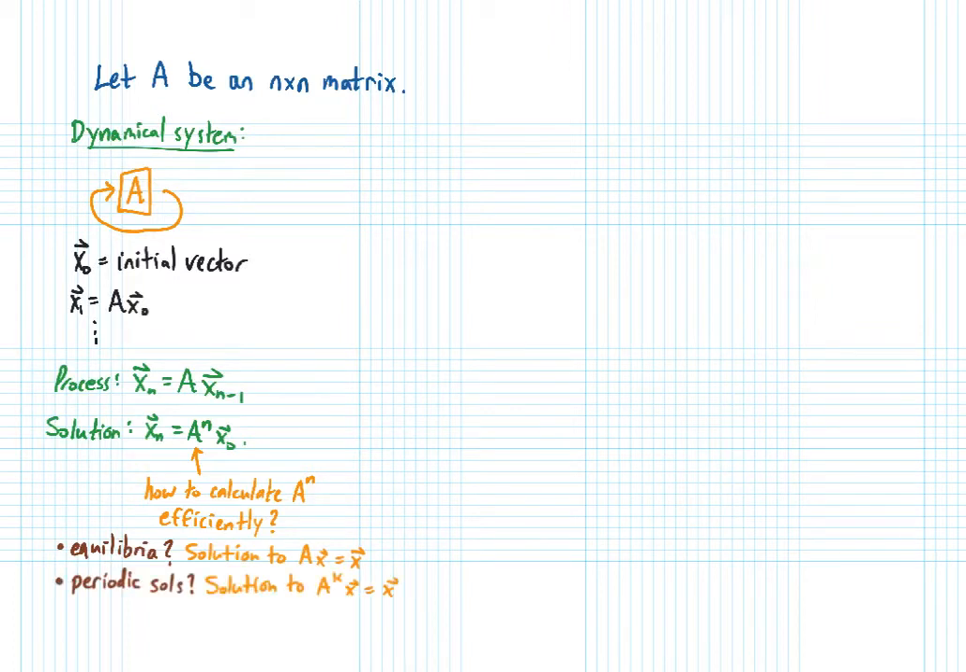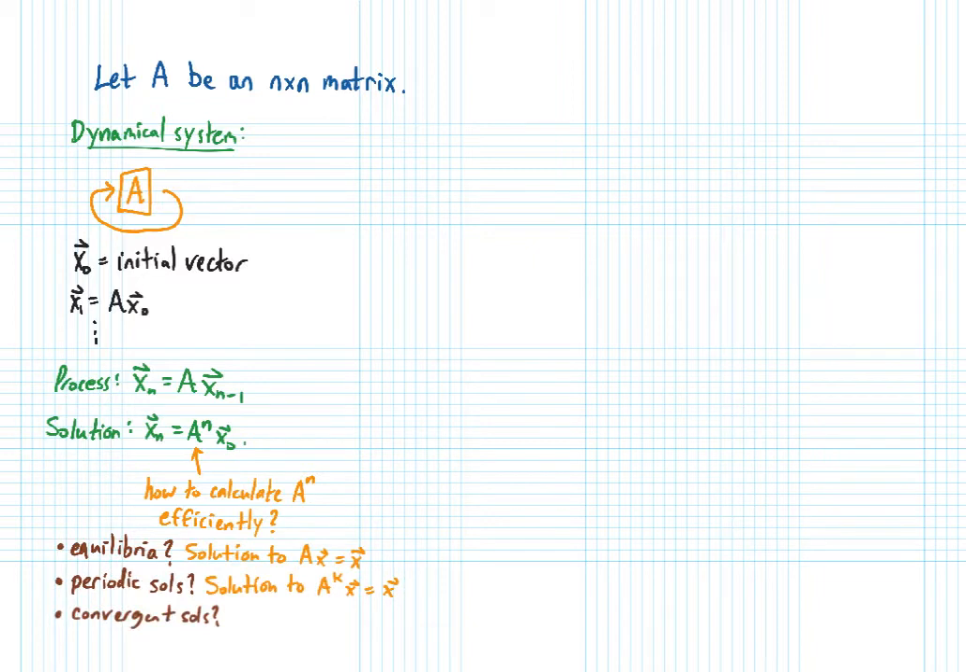Another question you could ask is, are there periodic solutions? So this would be something where maybe A times x is not equal to x, so it's not in equilibrium, but if you keep doing the process over and over again, then eventually you get back to where you started. Like maybe you go around in a circle and eventually you come back to the same place that you started.